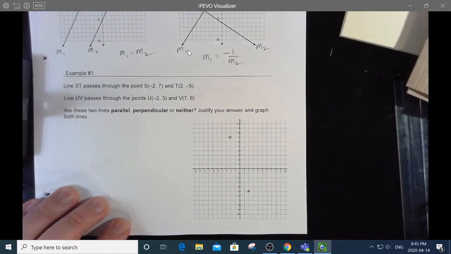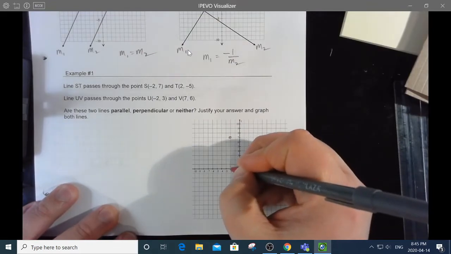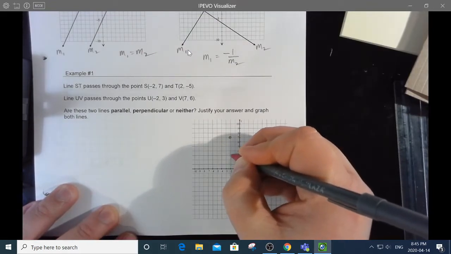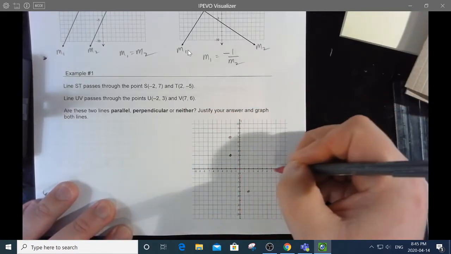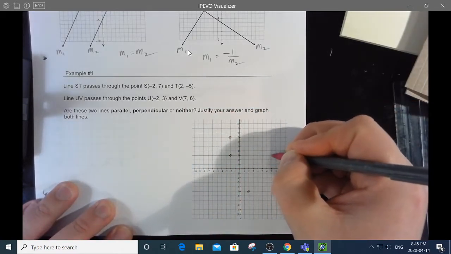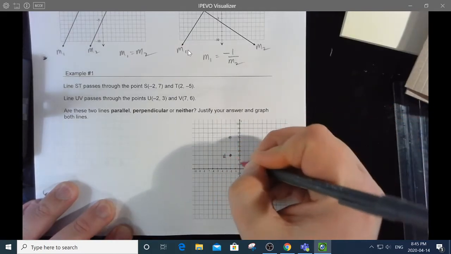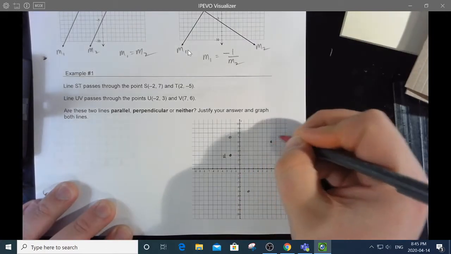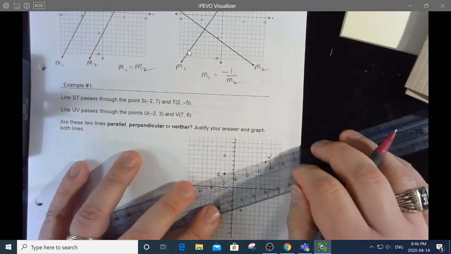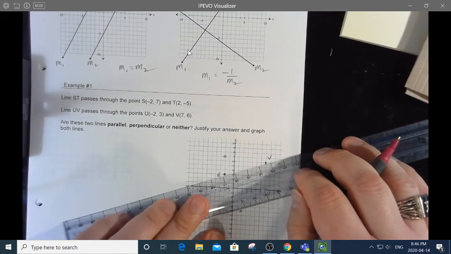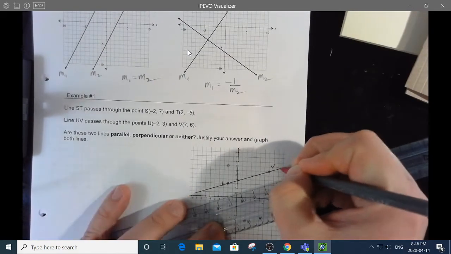And I'm going to use a different color for UV. Oh, okay, I'm going to use pen. Don't mess it up. Negative 2, 1, 2, 3, and 7, 6. Ooh, 7, 6. Okay, so 7, 1, 2, 3, 4, 5, 6. There we go. So this is U, negative 2, 3, and V, 7, 6. So that's this line. And again, it says that these are lines that pass through. They don't start and end there. They're lines that go on forever that pass through those 2 points.